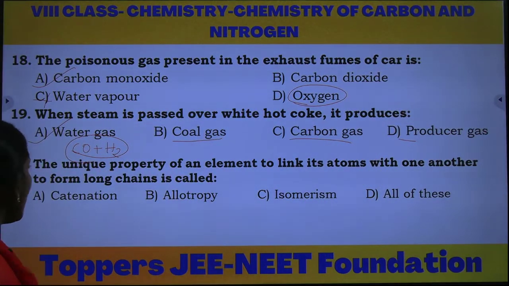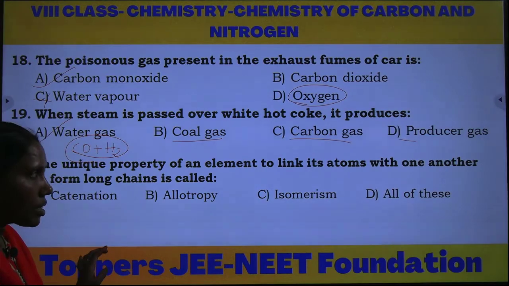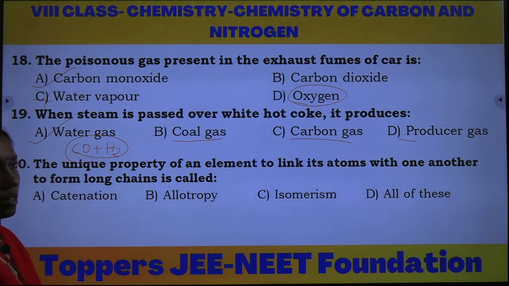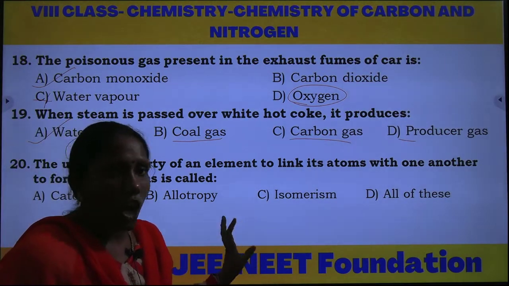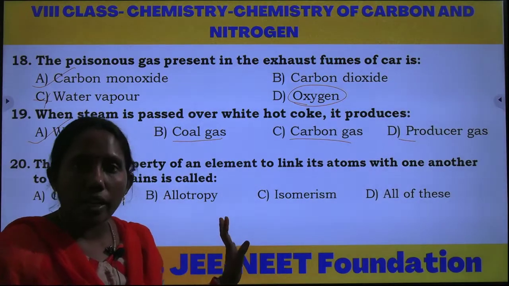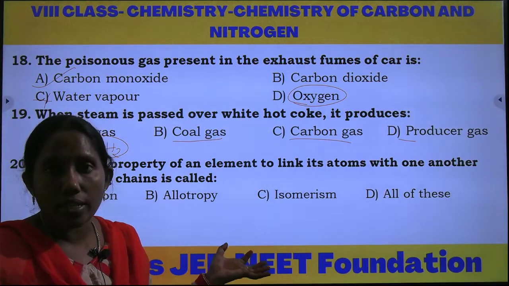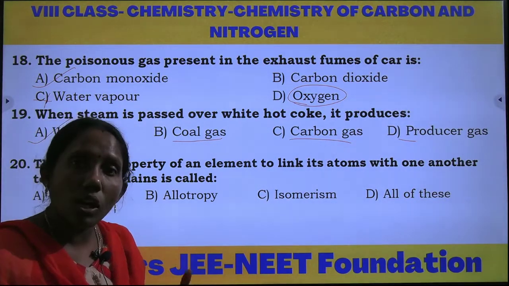Now comes to the next question. The unique property of an element to link its atoms with one another to form long chains is called. Yes, this is one of the properties of carbon. In Buckminsterfullerene, carbon is attached with 60. In nanotubes more than 60, right? So the highest, that is called catenation power.